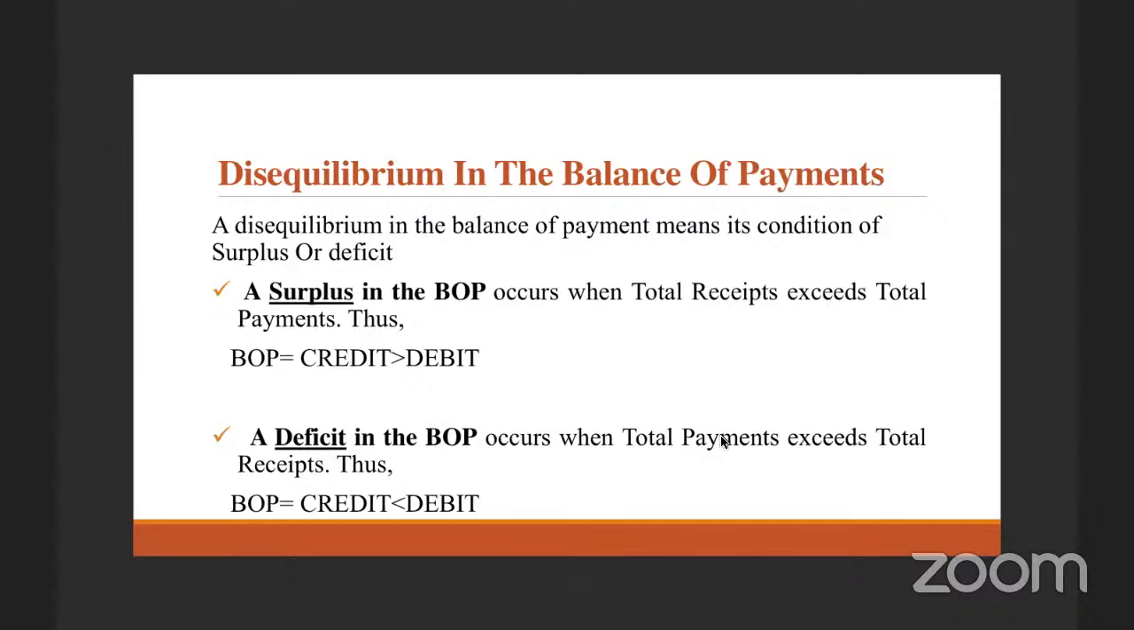Disequilibrium in the balance of payment. What is disequilibrium? It can be either a condition of deficit or surplus. A surplus in the balance of payment occurs when total receipts exceed total payments to the world. Credit is greater than the debit in the balance of payment. That is the surplus. Deficit is the opposite. The credit is less than the debit.